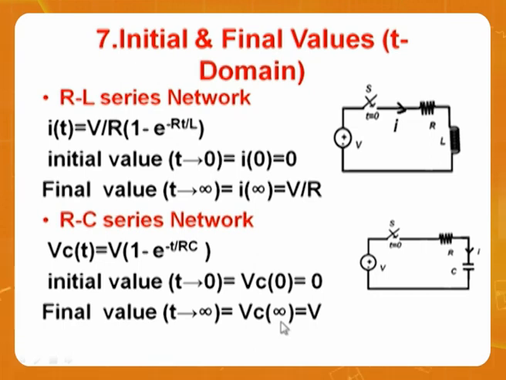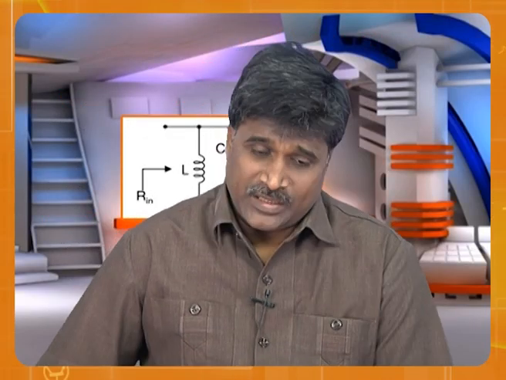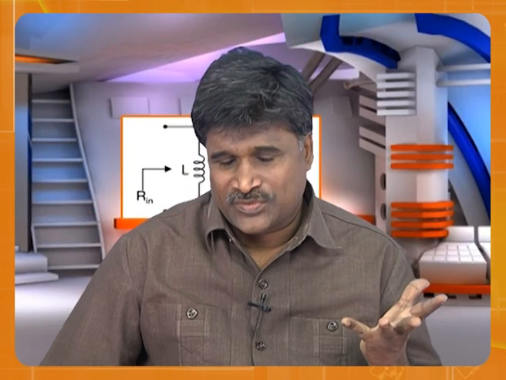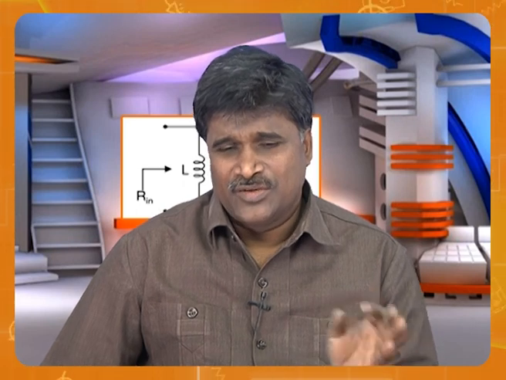Like this, we can calculate from the circuit, and at the same time, you can also calculate from the expression V by R (1 - e^(-t/τ)). You substitute t is equal to 0. This will become 1. 1 minus 1 is 0. You substitute t is equal to infinity. e power minus infinity is 0. So 1 minus 0.